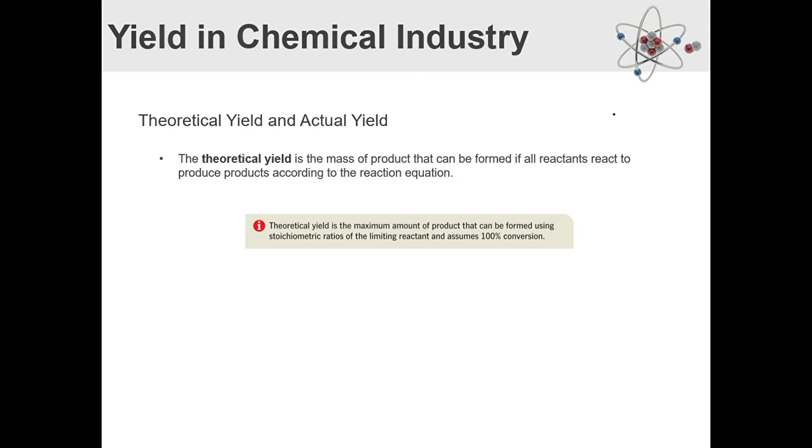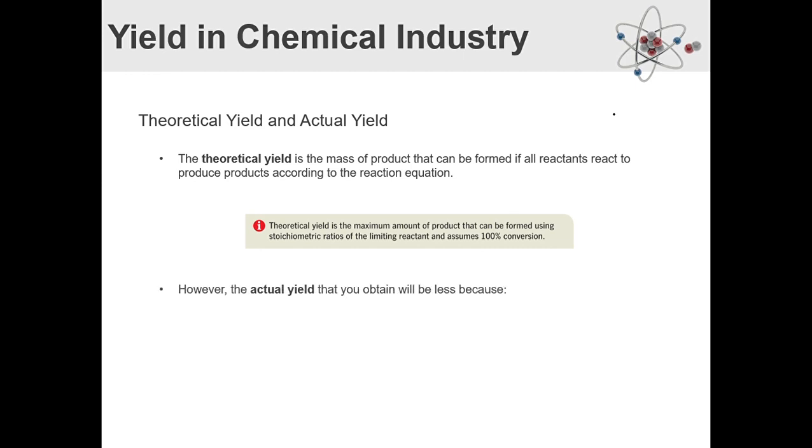So, theoretical yield is the maximum amount of product that can be formed using stoichiometric ratios of limiting reactant and assumes 100% conversion. As anyone who's ever done high school science in their life will tell you, 100% conversion is a little much to hope for.